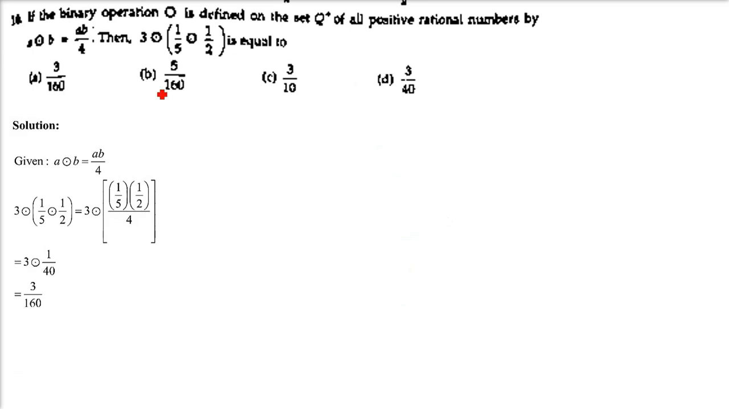Question number 10. If the binary operation is defined on the set Q plus of all positive rational numbers by, how is it defined? a operation b is equal to ab by 4. Then you have to find out 3 operation 1 by 5 operation 1 by 2. 1 by 5 and 1 by 2 is what we have to do first. I'll use this star for the operation.